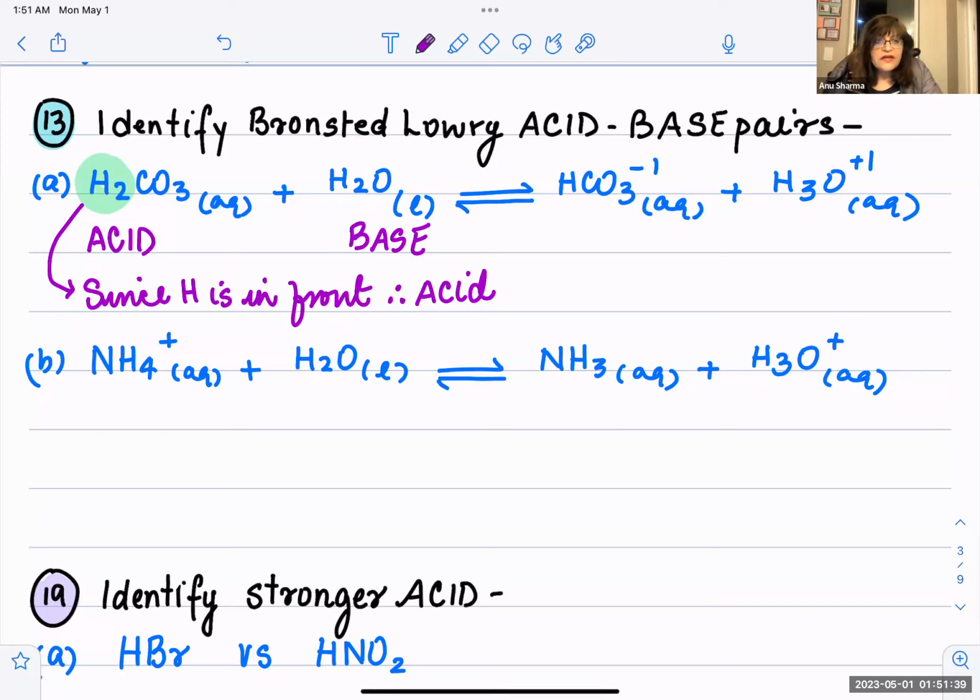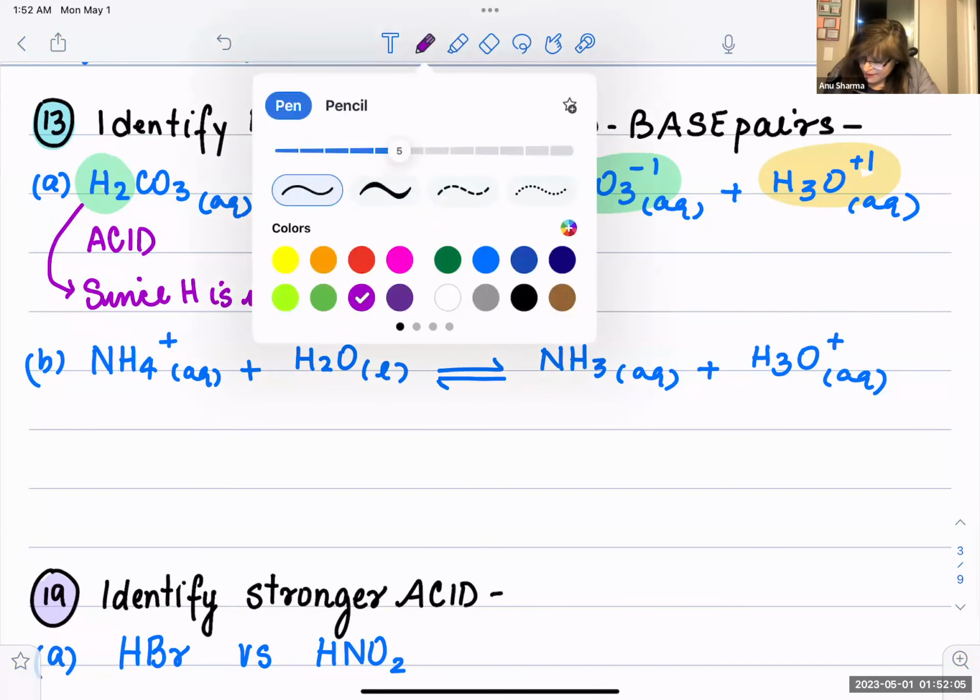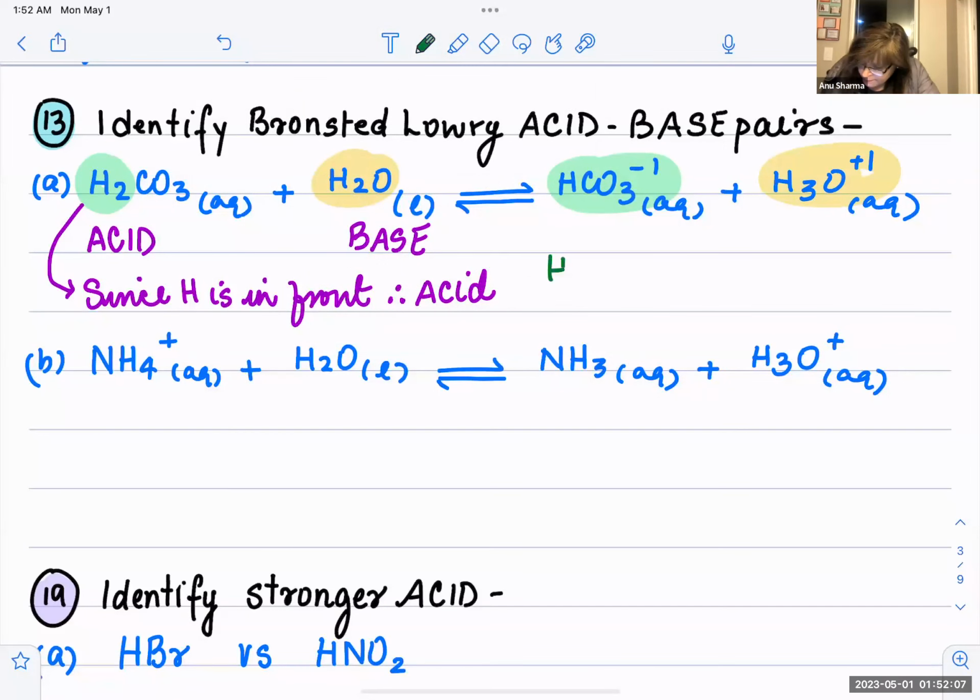Now every acid has a conjugate base, and every base will have a conjugate acid, and the difference is always going to be 1 hydrogen ion. So it's very obvious. H2CO3 and HCO3, these guys are related, right? And then we have water and hydronium ion, which are related. The difference is 1 hydrogen ion. So what's happening here? H2CO3 is giving away 1 hydrogen ion. So that is why you have HCO3.